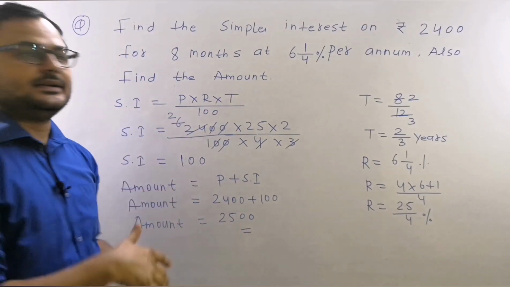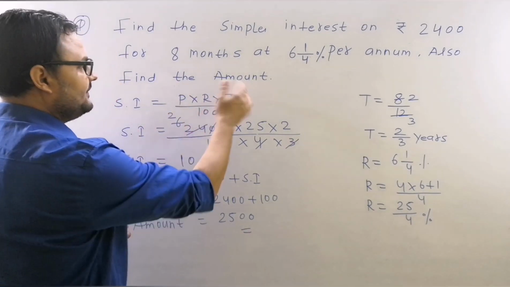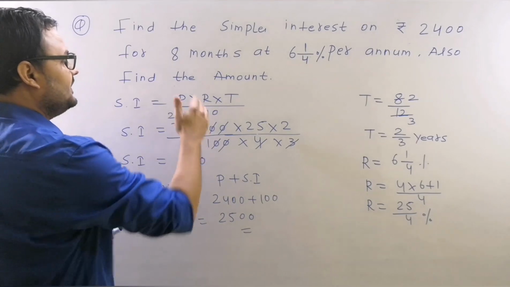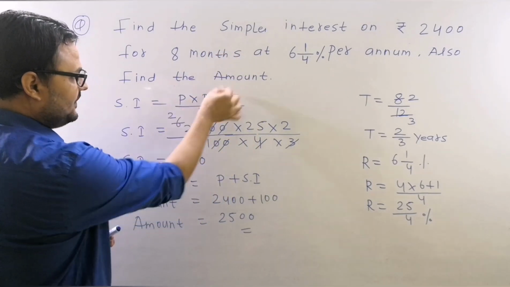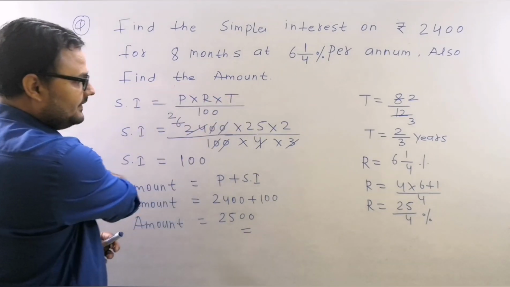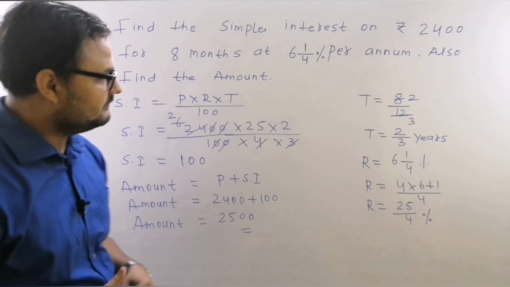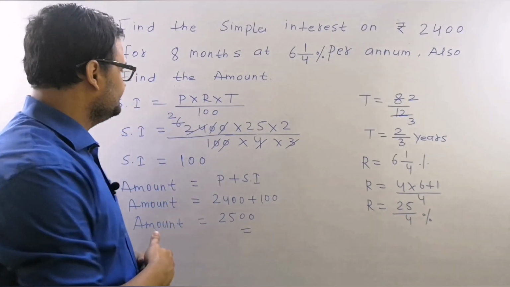Now we'll do some other types of questions. Suppose we have to find P, or we have to find rate, or we have to find T. Then we are going to do questions one by one based on this: how to find P, how to find rate, and how to find time. Then I think it will be easy for everyone.